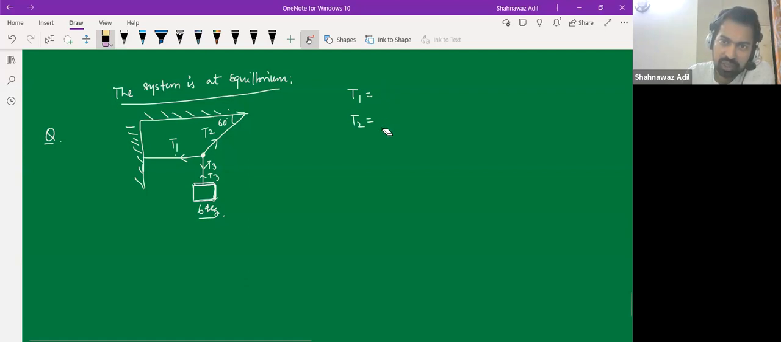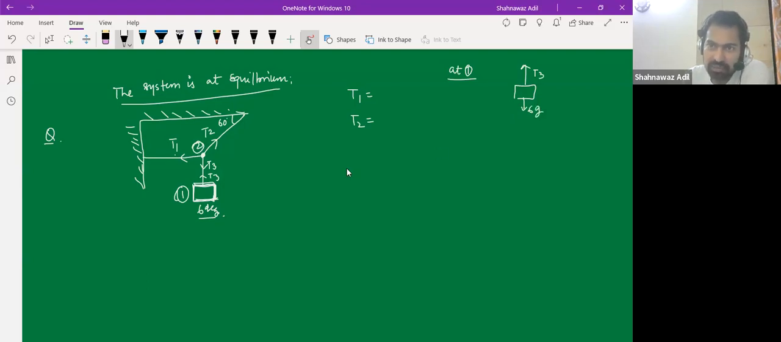So we have to find T1 and T2. We have two points, this one and this block. Let us write the free body diagram of this block. Let's say this is one position and this is the second position. At one, the free body diagram is T3 and 6G. Am I correct, guys? Yes, sir. So T3 equals 6G, which is 60 newtons.